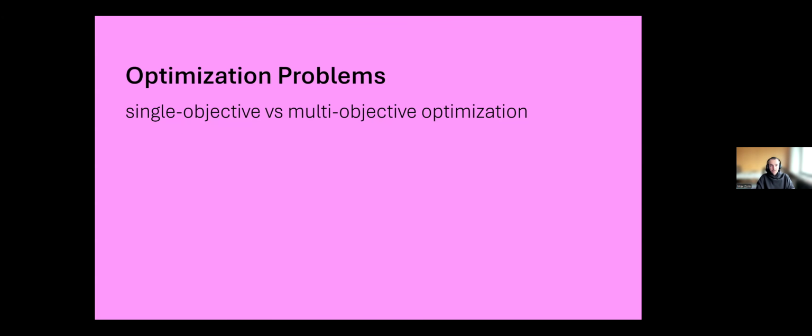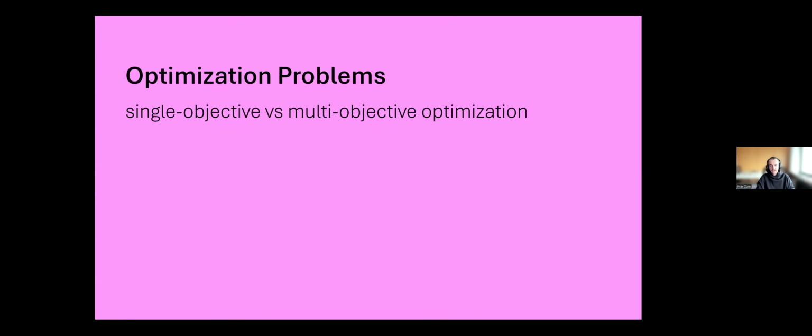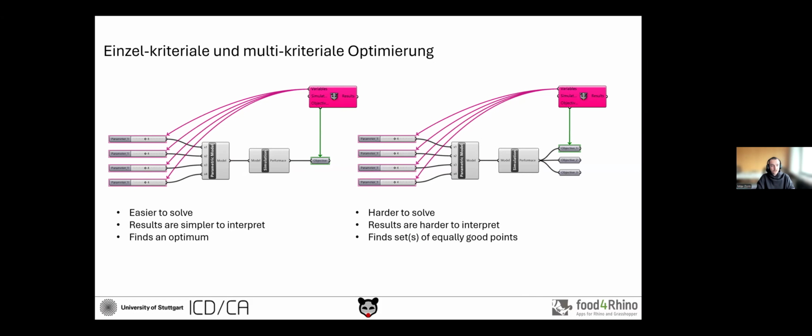When we optimize, there are two types of optimization that we want to talk about: single and multi-objective optimization. Sorry for the German title. Single objective optimization, on the left-hand side, is somewhat easier to solve. You only have one objective. The results are simple to interpret, what I mean by this, I'll show in a second. And we find a well-performing solution, an optimum.